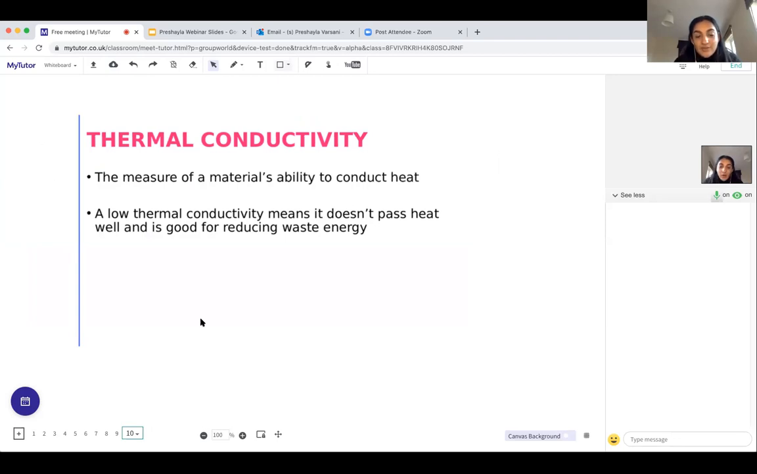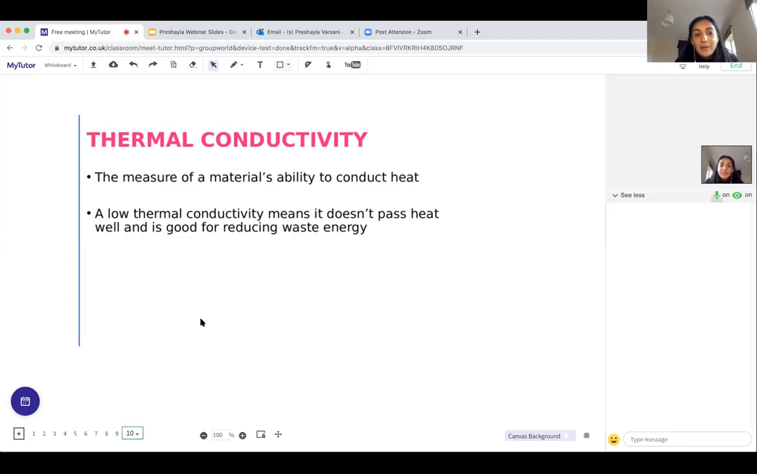A low thermal conductivity means it doesn't pass heat well, and this is good for reducing the waste energy to heat. So a low thermal conductivity is good if we want to keep heat in. A high thermal conductivity means that it passes heat very easily. So for heaters, that would be a good thing. For ovens, that would be a good thing. But in these scenarios that we've just talked about, we're trying to reduce the loss of heat energy. So we want to have low thermal conductivity.